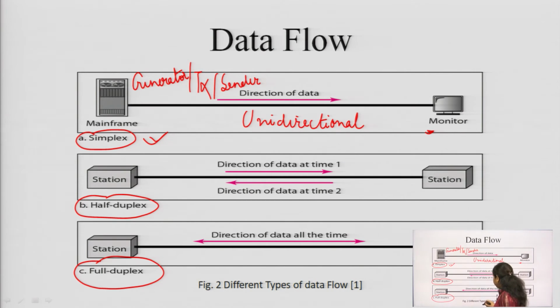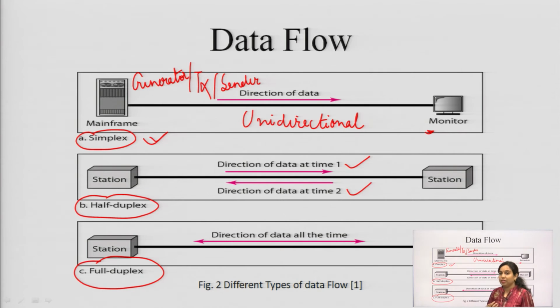Next one is the half duplex. In this half duplex, both options are available. Transmitter can transmit the data to the receiver and receiver can transmit the data back to the transmitter. So, this is the direction of data at time 1 and direction of data at time 2. The first is from left to right and the second one is from right to left.